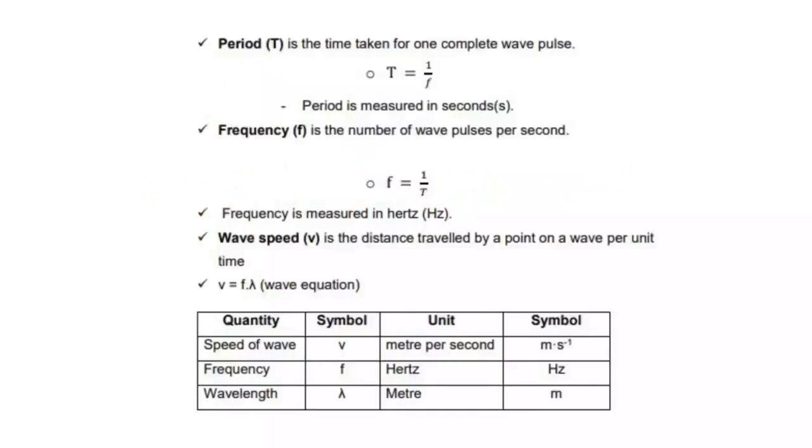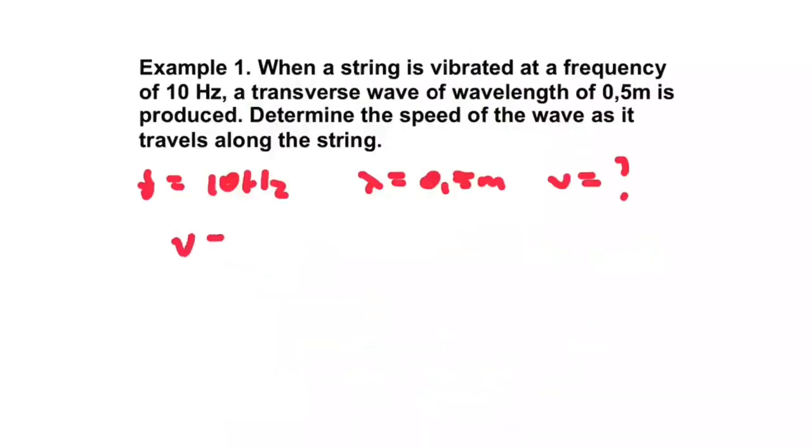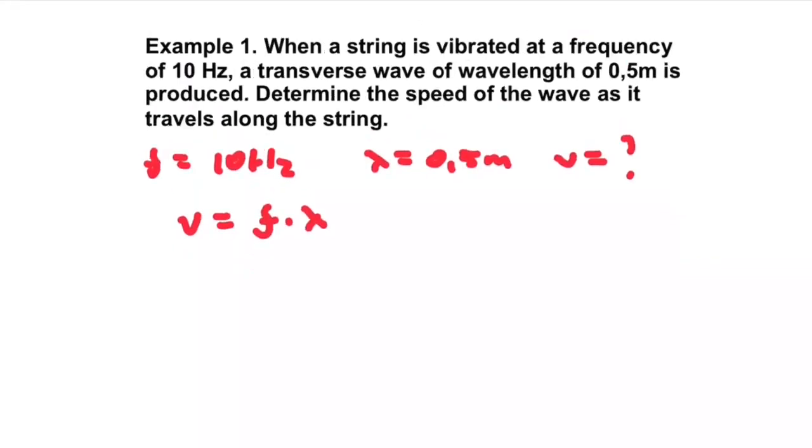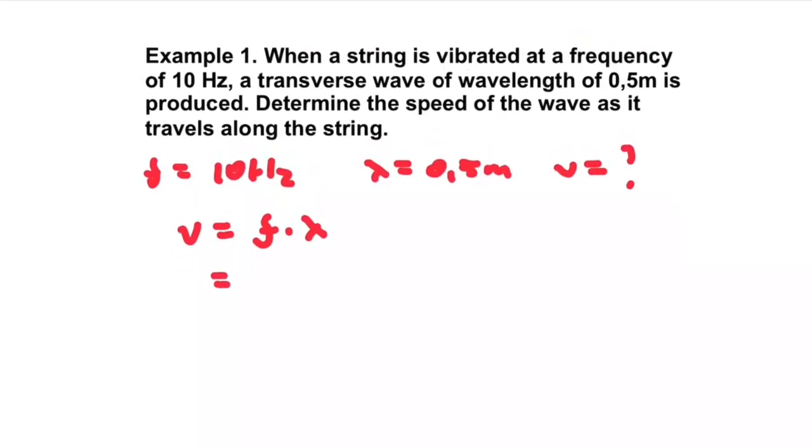We will use the speed of the wave is equal to the frequency multiplied by the wavelength. This is the approach we should always take in physics. We write down the given information and it guides us to the equation we need to use. Anyway, let's carry on. The frequency here is 10 hertz.